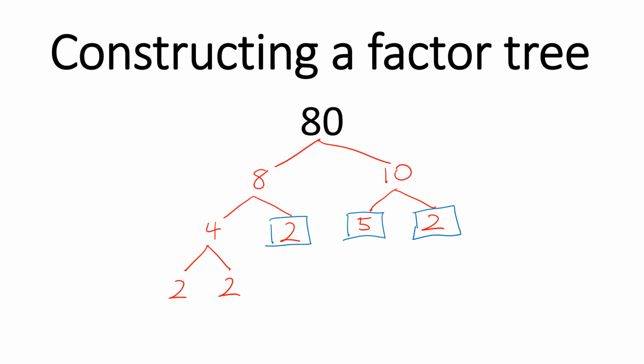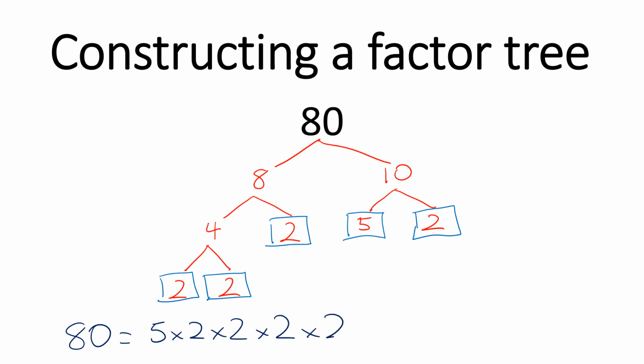And we know that 2 is a prime number. So for 80, the prime numbers that multiply together to equal 80 are 5 times 2 times 2 times 2 times 2. And that's it.